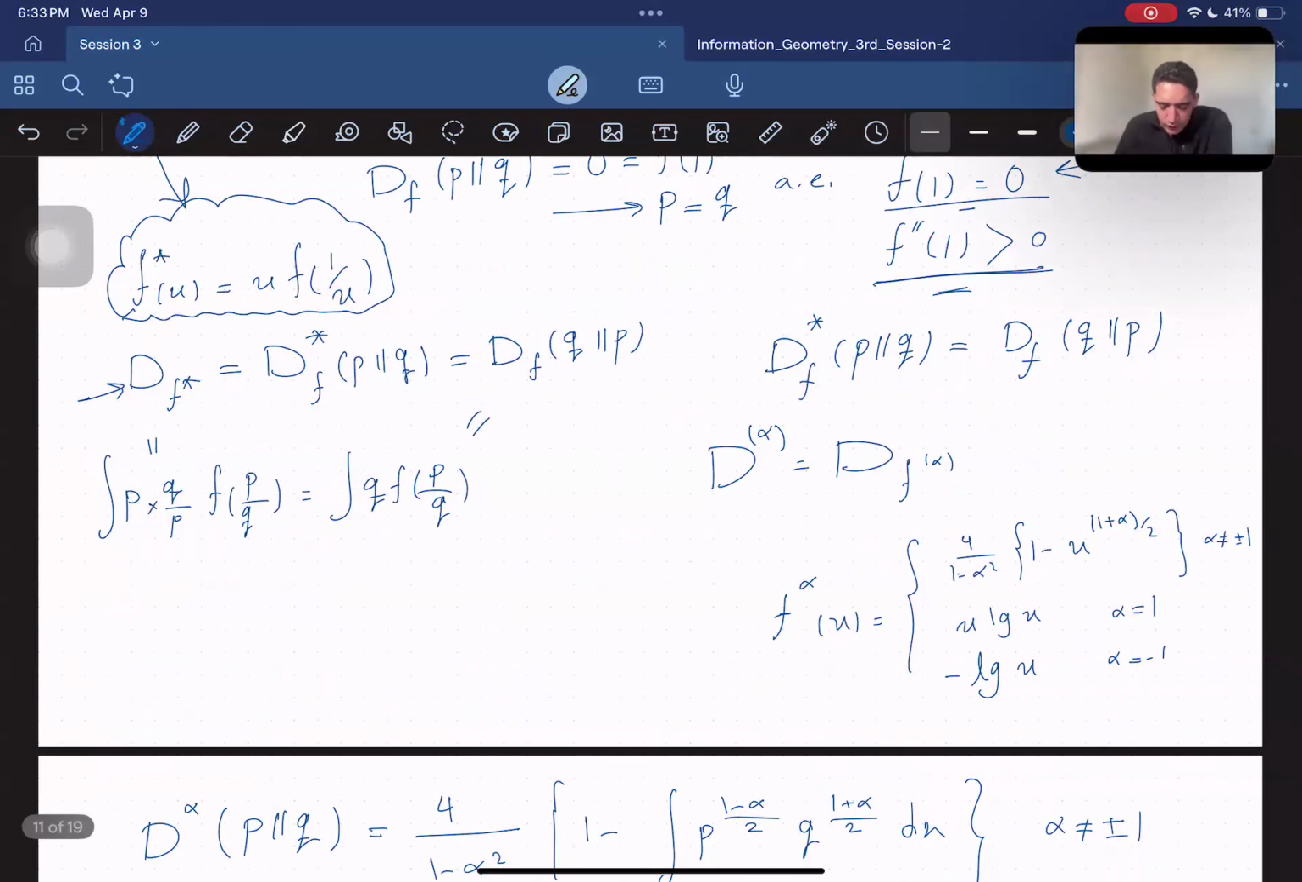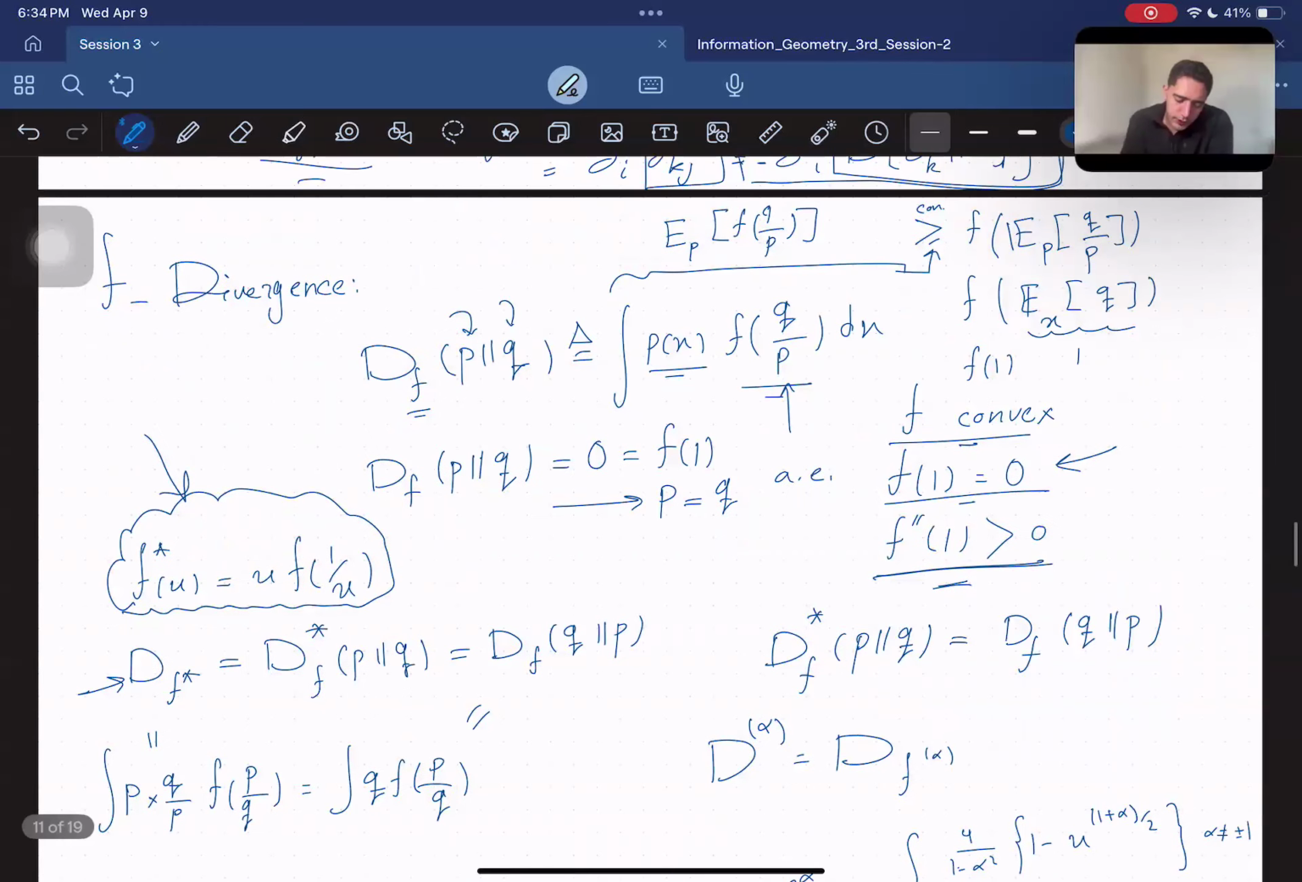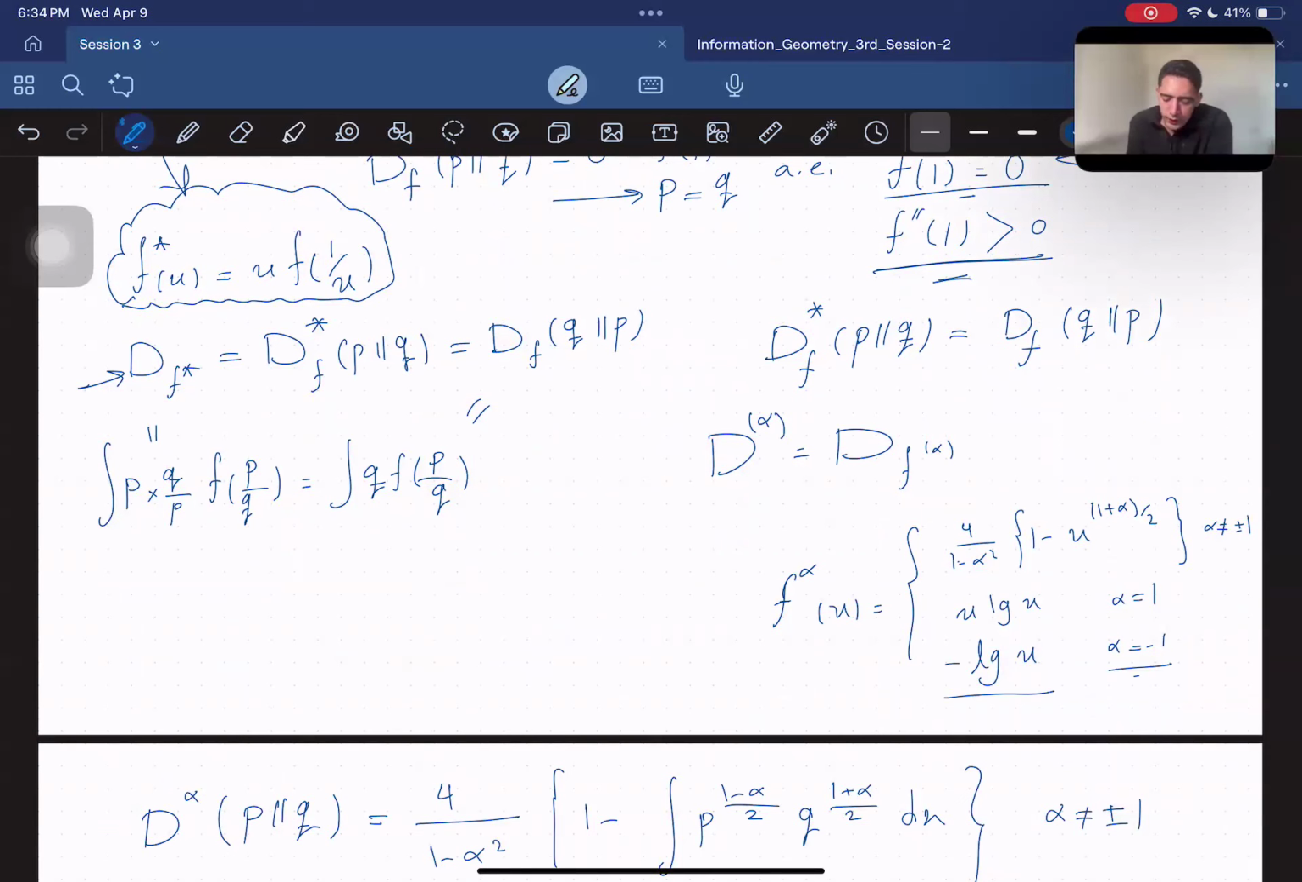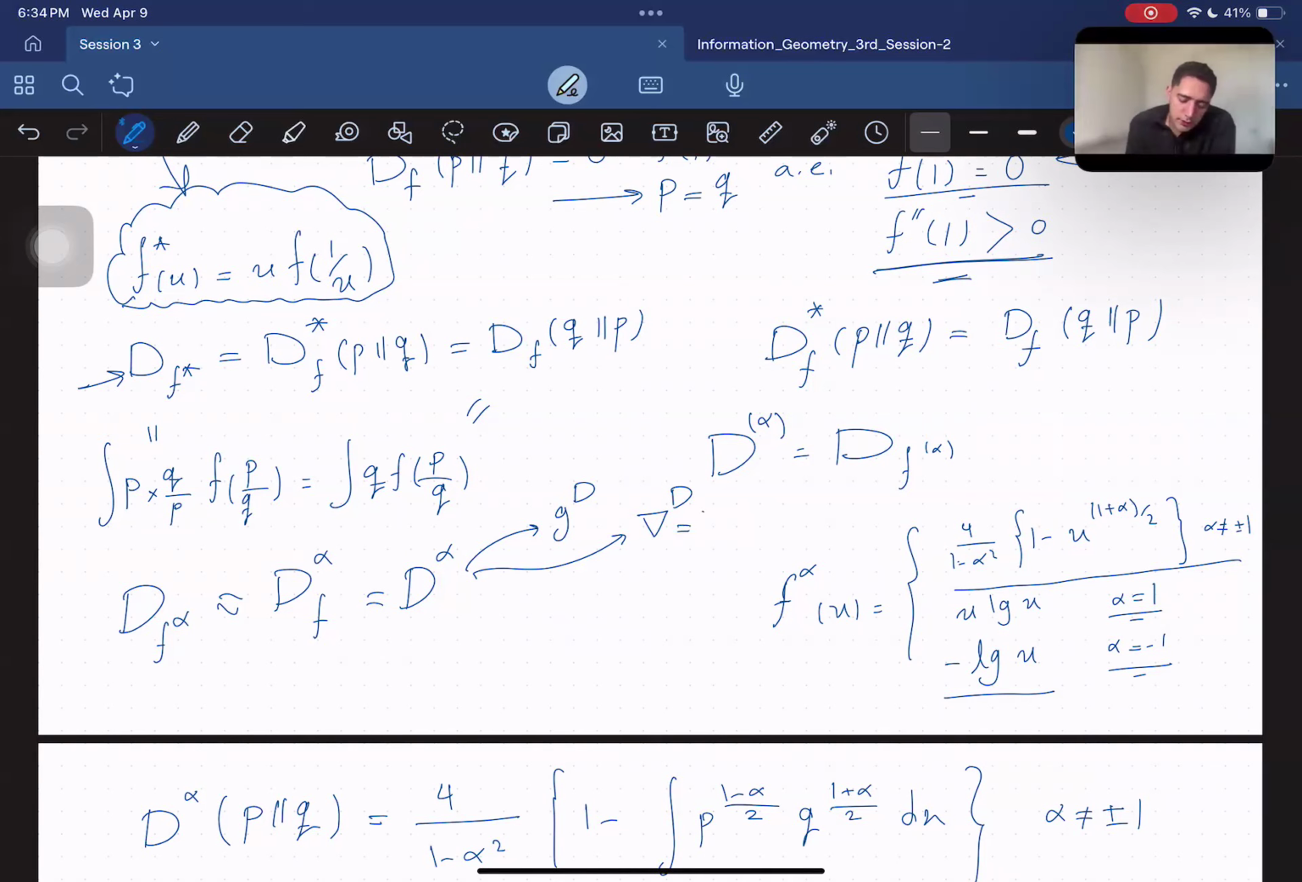Okay. Also, the same as the alpha connections, there is this formula: if you put the function F in your F divergence to be equal to minus log x when alpha equals -1, and x times the logarithm of x when alpha is 1, and use this, then Df alpha, which I show with abuse of notation as D alpha of F, or D alpha, if I take a look at G of D, and if I take a look at the connection induced by this divergence, this is nothing but the alpha connection we had.